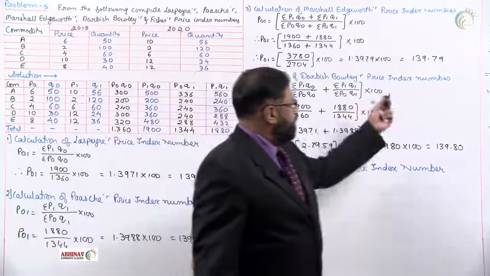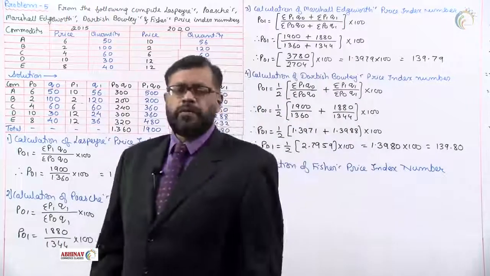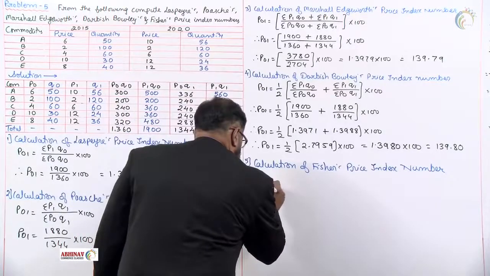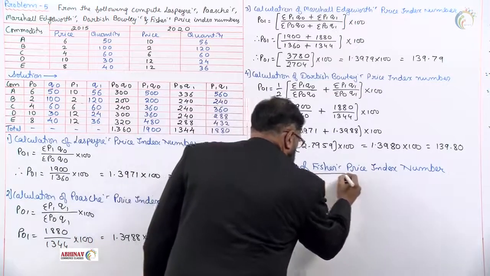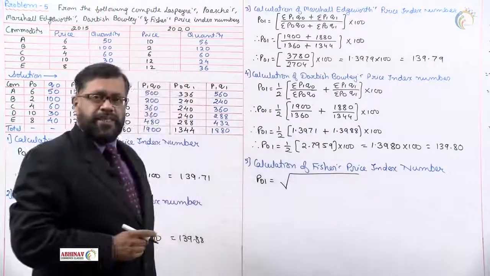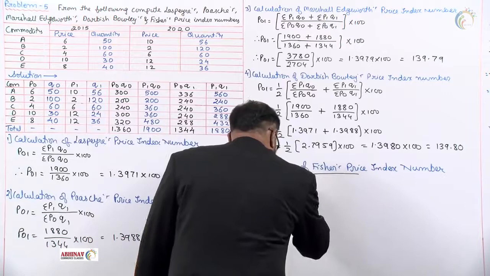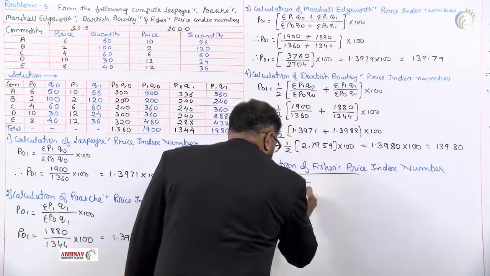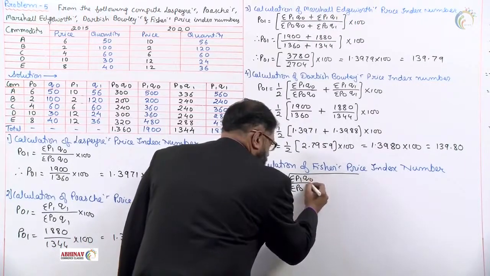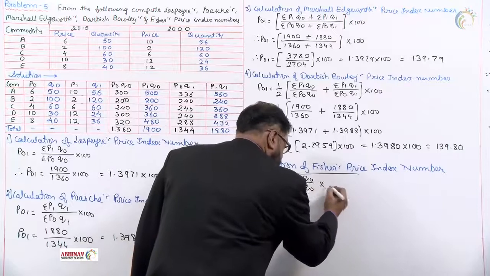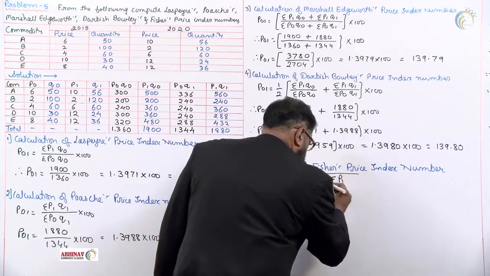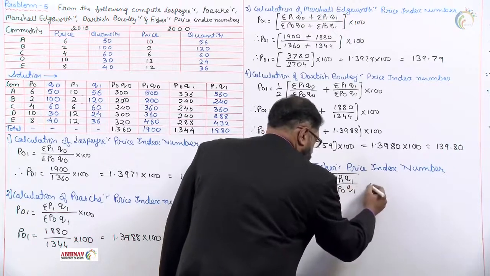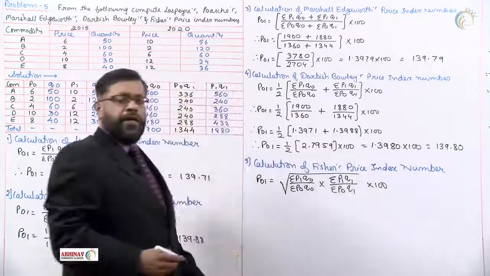If you observe, all the answers are around the same, 139. See, the answer only changes slightly in decimals. Now the last, Fisher's price index number, P01. It is the root of Laspeyres into Paasche, but we are going to develop the full formula. Summation P1 upon summation P0, multiply by Q0, we get Laspeyres' formula, into summation P1 upon summation P0, multiply with the quantity of current year, outside the root into 100.